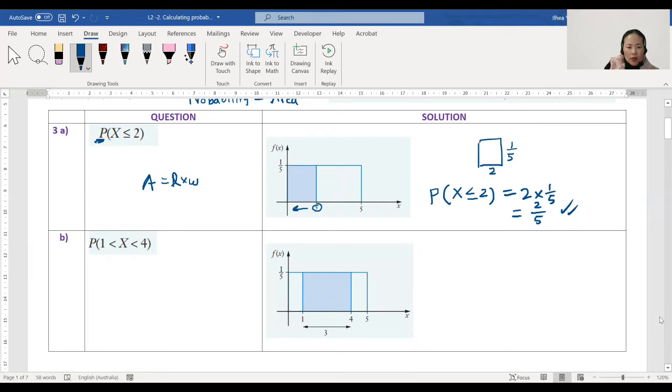Now, with this second one, part B, X is between 1 and 4. So this is the part we're looking at. Again, it's the area that we're dealing with. It's length times width, so 3 times 1/5. That's it. That's all.